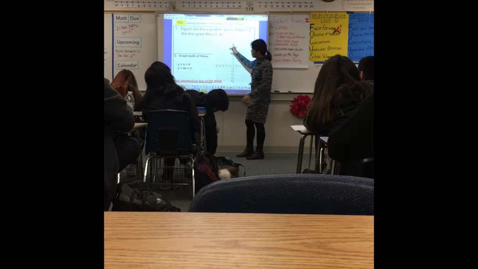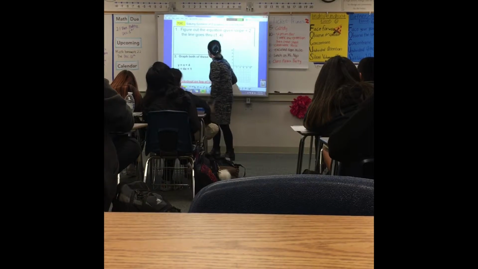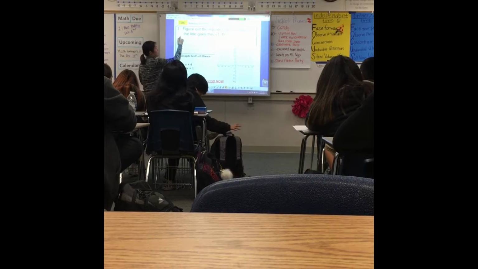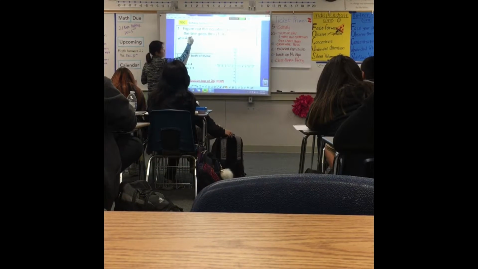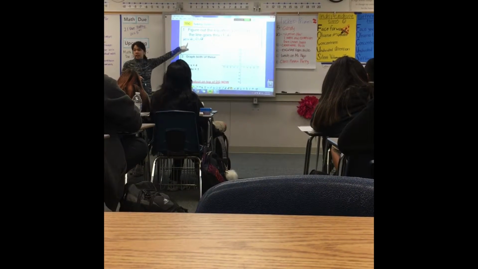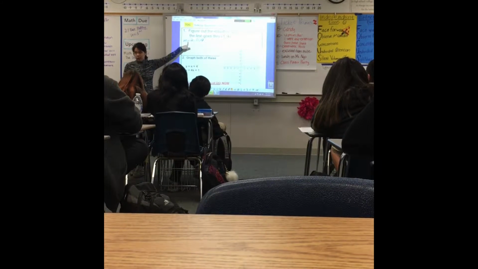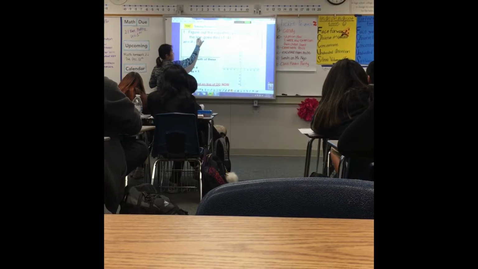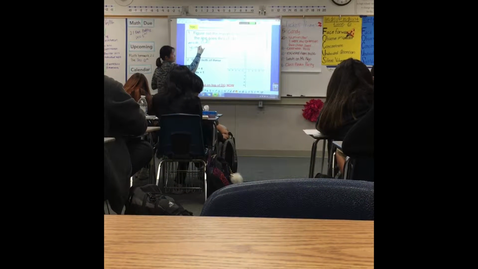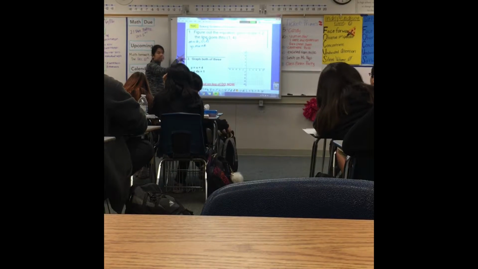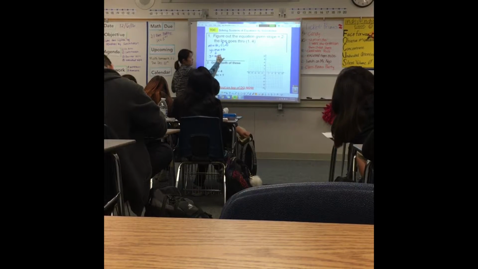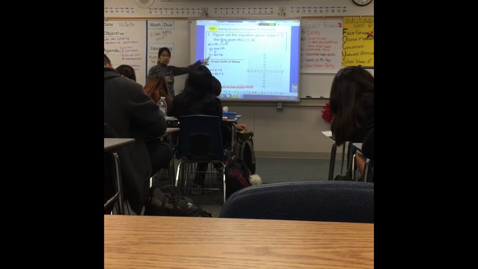Okay, so number 1. We have our slope and we have 2 points. You have your m, which is 2, and then you have 2 points. Same as yesterday, you want to find the equation that goes through this point given the slope. This is going to be my x, this is going to be my y. I'm going to use the equation y equals mx plus b. m is 2, so I'm going to replace that with 2. y equals 2x plus b.